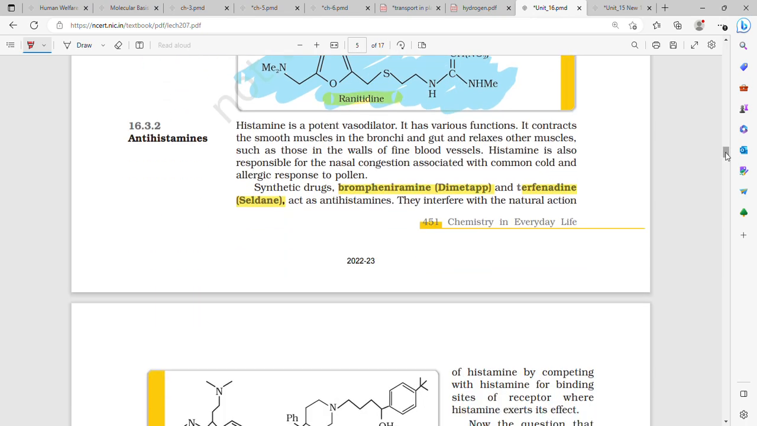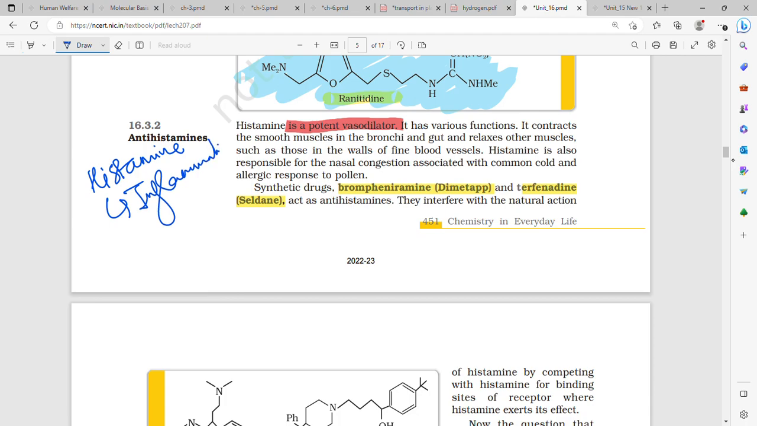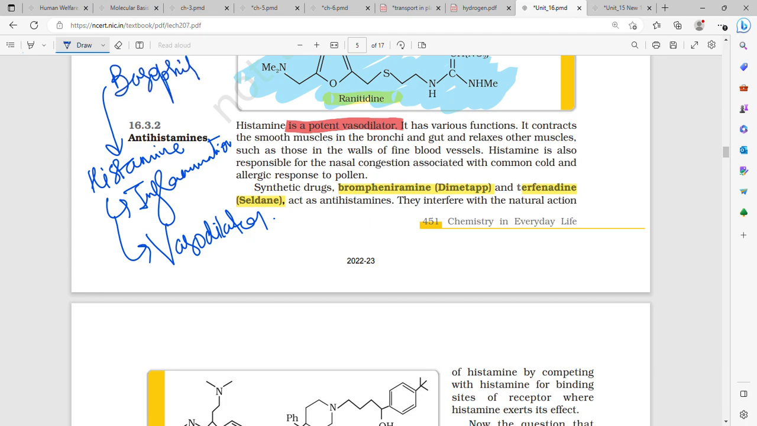Now, antihistamines. Histamine is a potent vasodilator. Histamine mainly has two functions. Firstly, it causes inflammation, and secondly, it is a vasodilator. And who releases it? Basophils. Basophils release histamine, serotonin, and heparin. Out of these, histamine leads to allergic reaction and inflammation, and it is also a vasodilator.